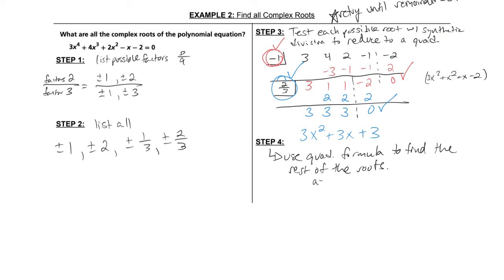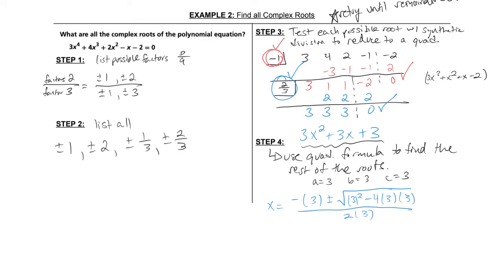So quadratic formula, A is 3, B is 3, C is 3, from this right here. So x equals opposite of B plus or minus the square root of B squared minus 4 times A times C, over 2 times A. So we get -3 plus or minus the square root of 9 minus 36, which is -27, over 6.